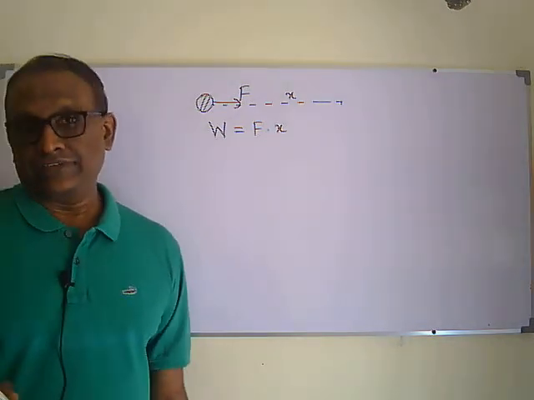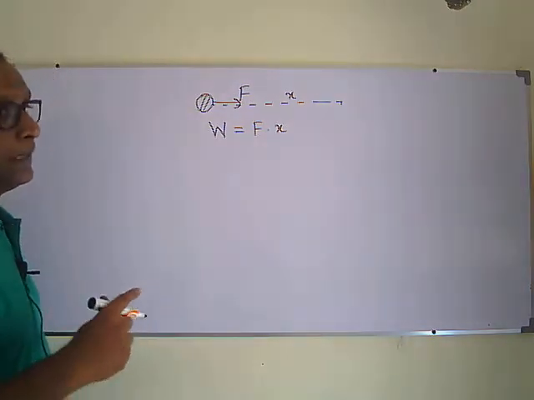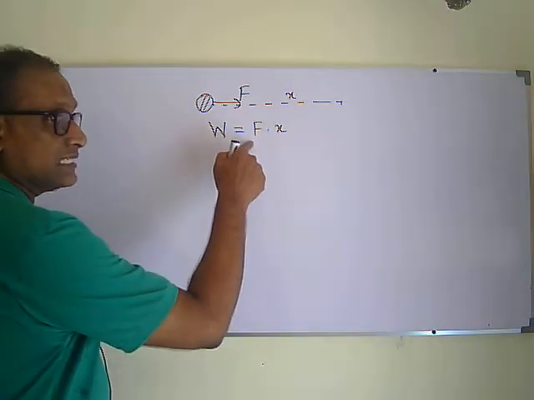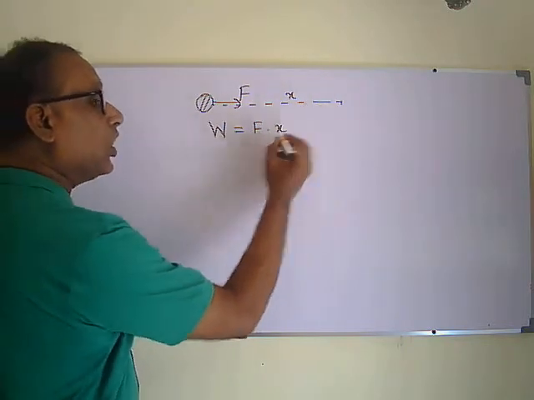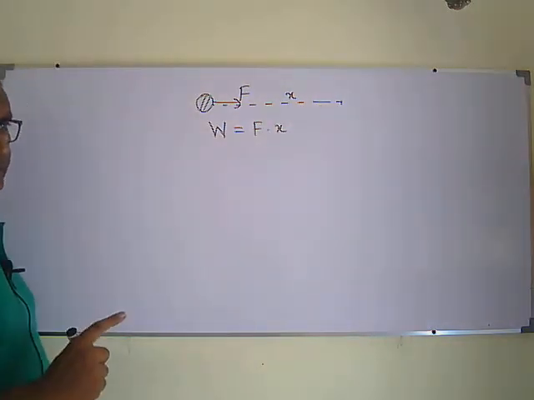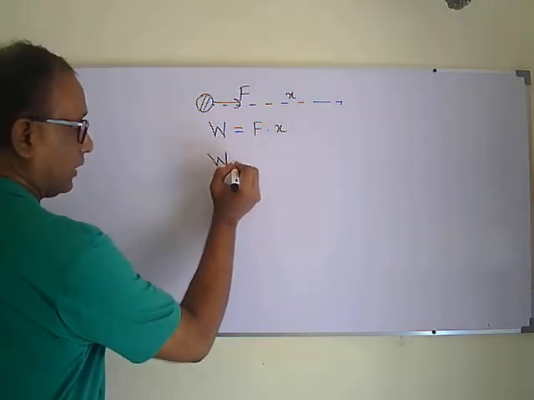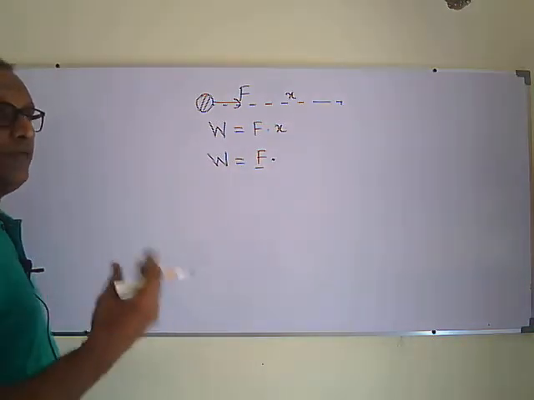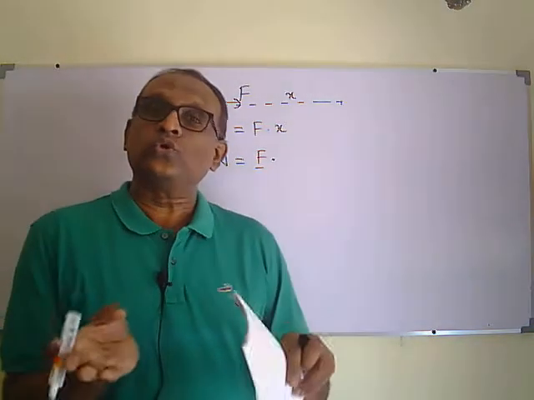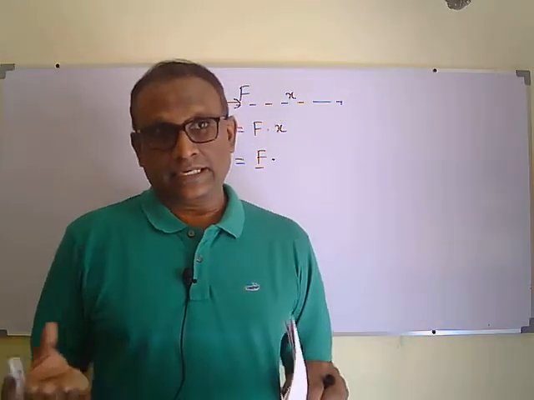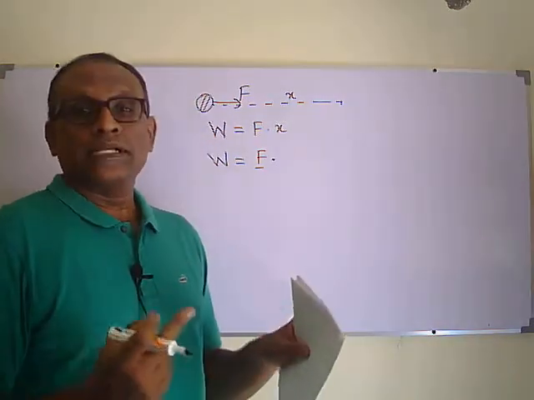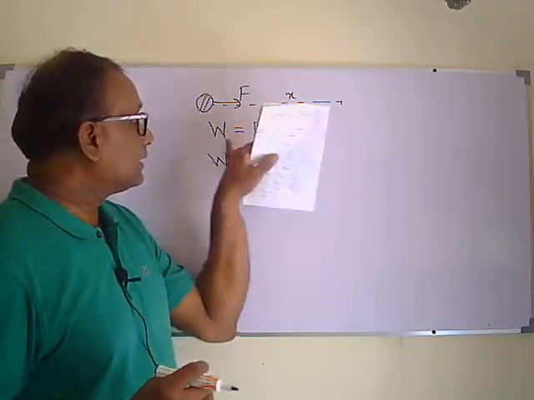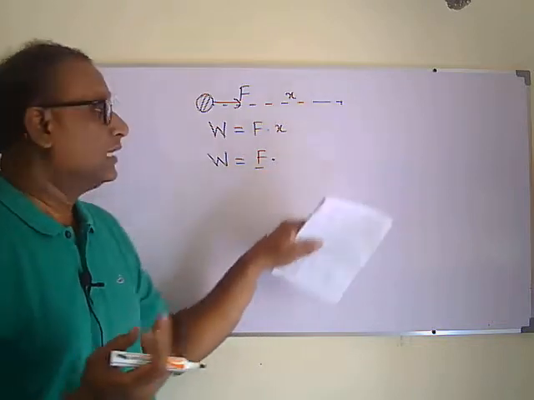But actually, that is not the real definition. In the mathematical, vector format, force is a vector and the displacement x is also a vector. The work done is a scalar quantity. When we multiply two vectors, there are two different types of multiplication, which you might learn in A-level mechanics: one is called the dot product, the other is called the vector product or cross product. Here work done is defined in terms of the dot product.